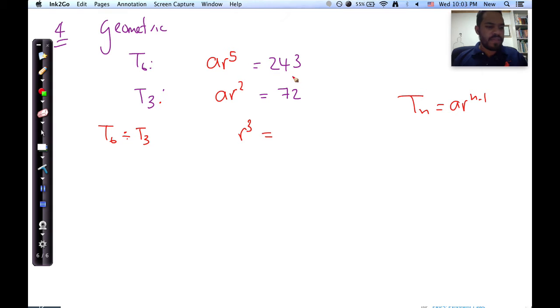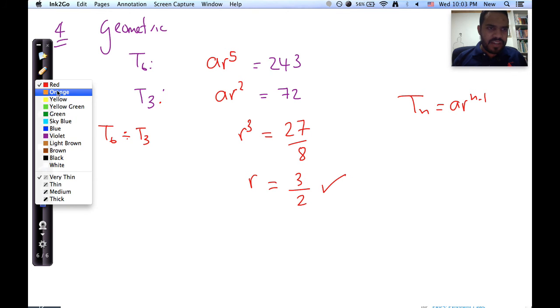And 243 divided by 72, let's see if we can use a calculator for that very quickly. 243 divided by 72, yeah, that's right, and that gives me 27 over 8. Now that's something that's manageable. It's a cube, it's something we can actually work out. We can say to find r, we simply take the cube root of 27 over 8, and the cube root of 27 is 3, and the cube root of 8 is 2. So there's my r.